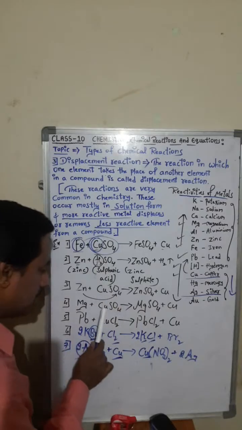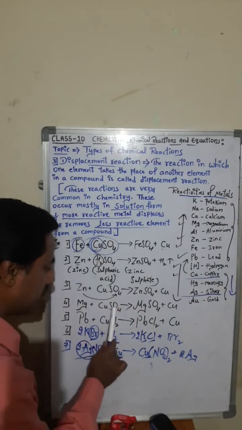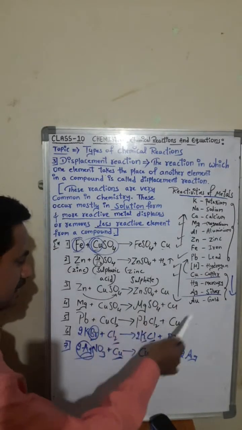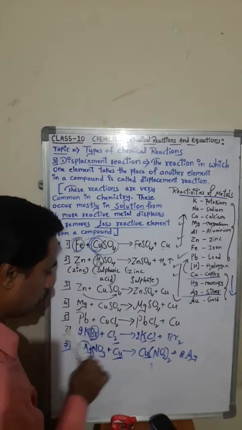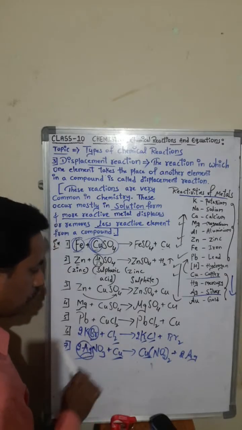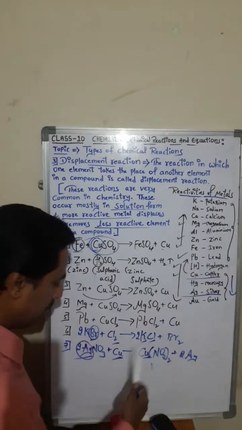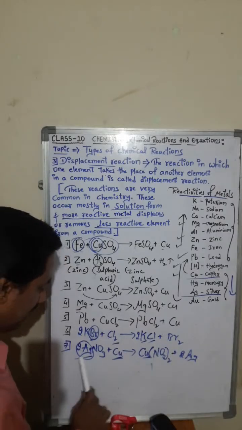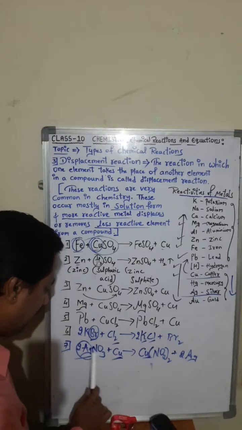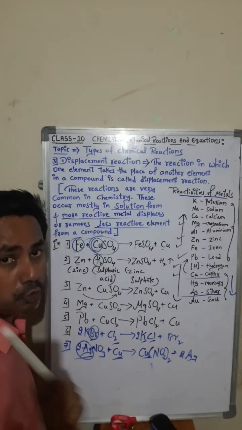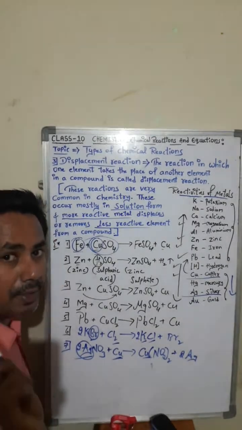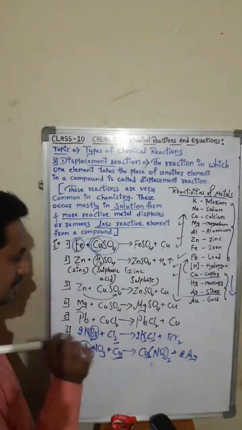Magnesium is more reactive than copper, so magnesium sulfate forms and copper will be displaced, changing the place. Lead chloride, copper will be separated. Potassium chloride, bromine will be separated. Silver nitrate combines with copper to form copper nitrate. Copper nitrate formula you have to remember, Cu(NO3)2, Cu(NO3)2, copper nitrate. Okay, clear?